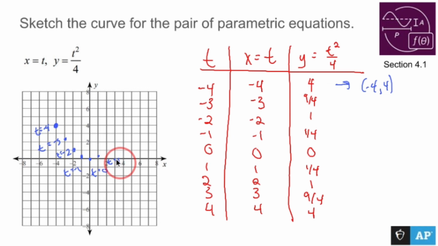T is 1. T is 2 was 1. T was 3 was 2.25. So right there is when t was 3. And when t was 4, we had 4.